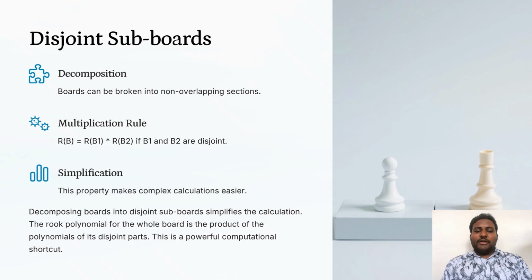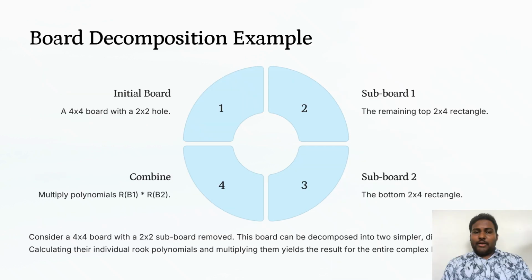Decomposition of a board into disjoint subboards simplifies the calculation, as the rook polynomial of the whole board is the product of the polynomials of the disjoint parts.